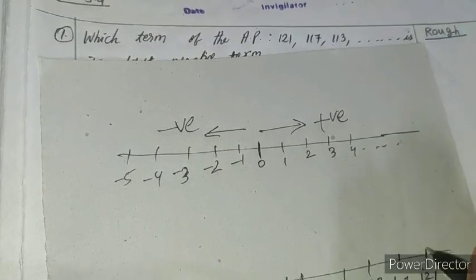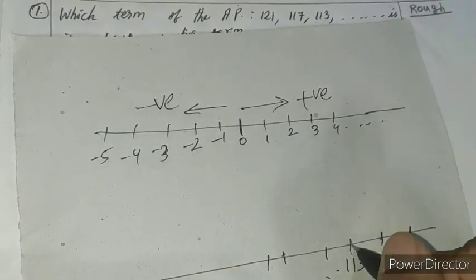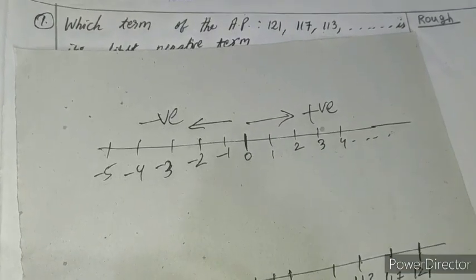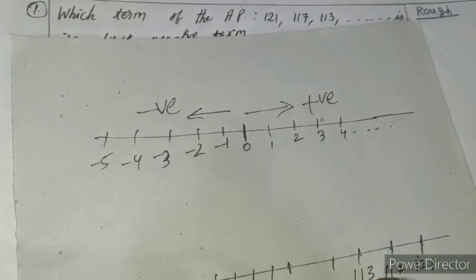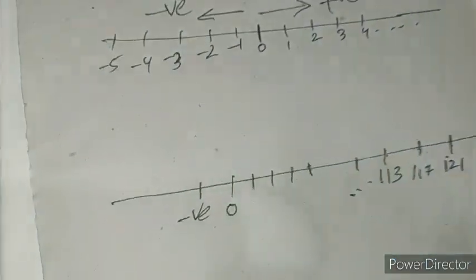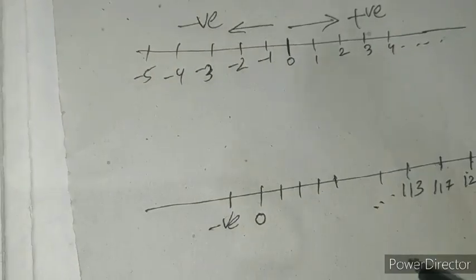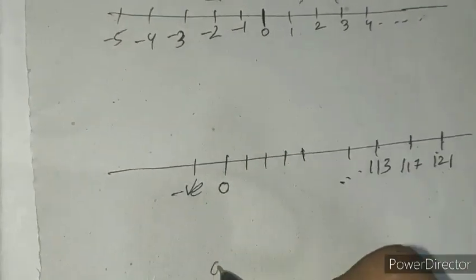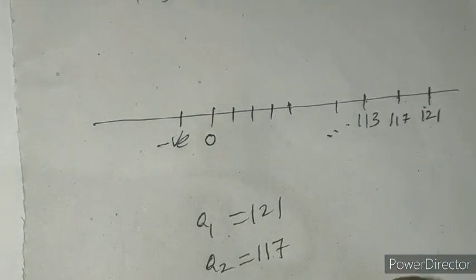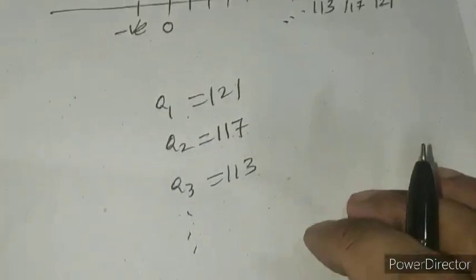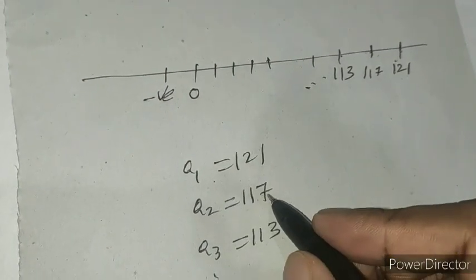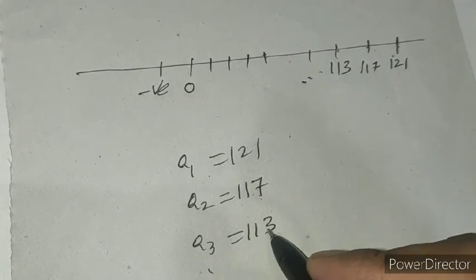The first term is here, the second term is here, the third term is here, and in some n terms it will come to 0 and then to the negative part. That means A1 is 121, A2 is 117, A3 is 113, and so on. Now see, A1 is 121, A2 is 117, A3 is 113.